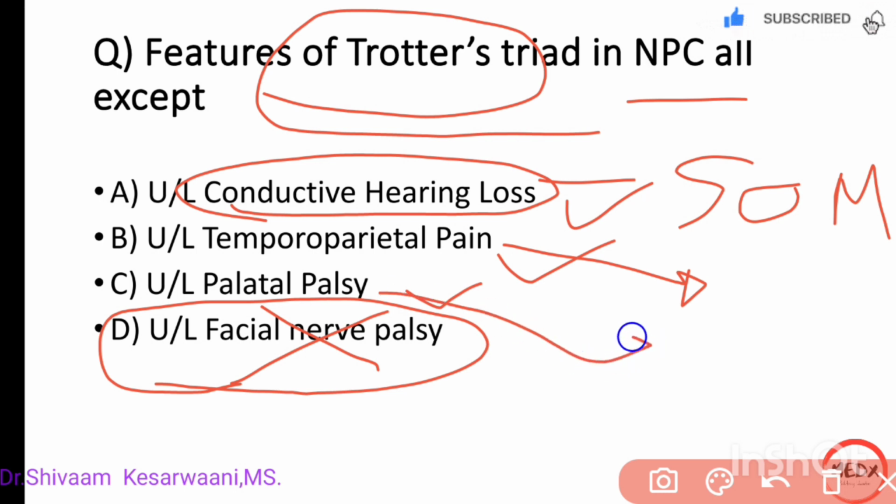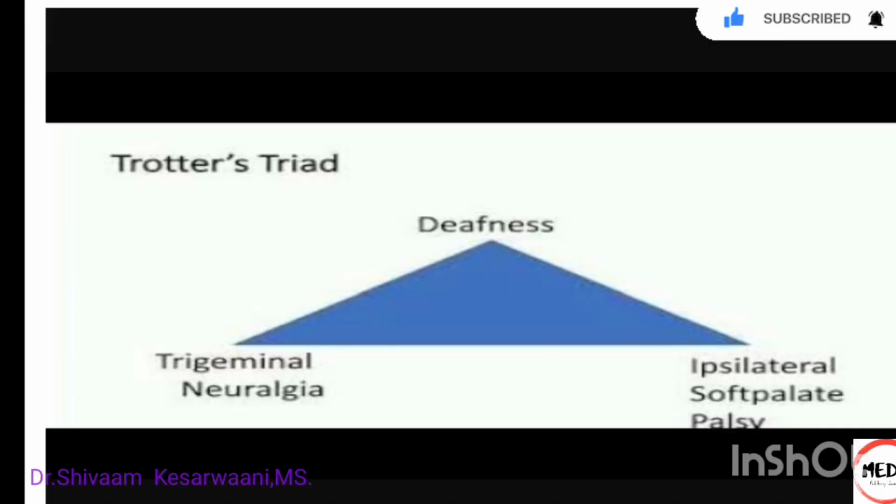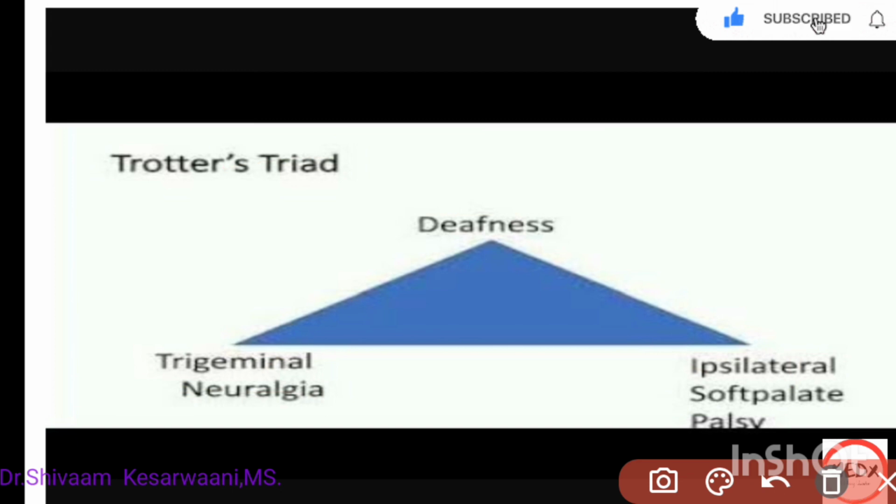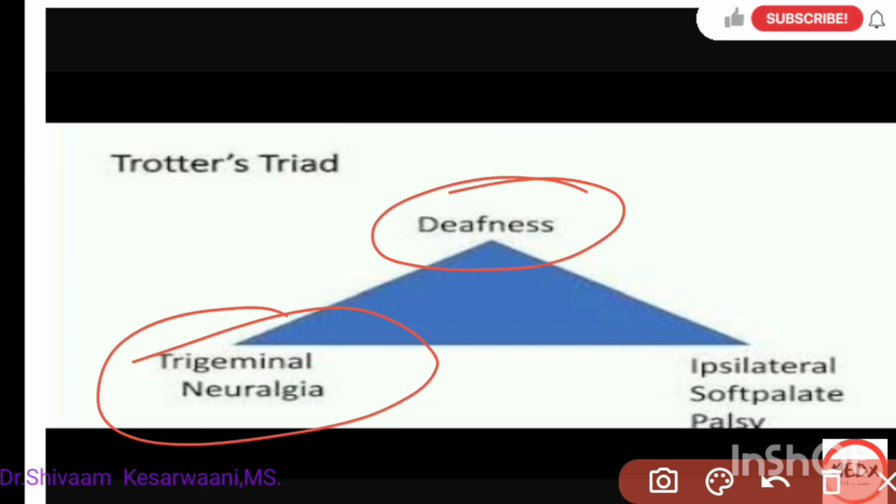And this palatal palsy is due to compression, or you can say paralysis, of the 10th nerve. And which muscle? Levator veli palatini. So it is secondary to involvement of levator veli palatini, but we don't see facial nerve paralysis, right? So we are done with the very important topic of nasopharyngeal carcinoma. The most common presentation is cervical lymphadenopathy. The first draining lymph node is the node of Rouviere, or retropharyngeal lymph node. Trotter's triad has conductive hearing loss, trigeminal neuralgia, and ipsilateral soft palate paralysis.